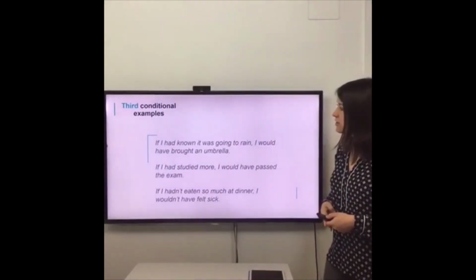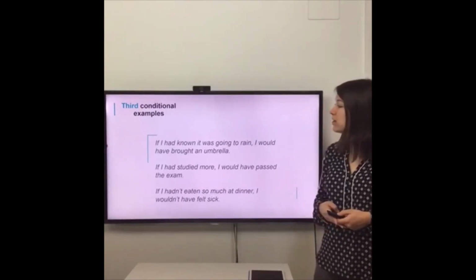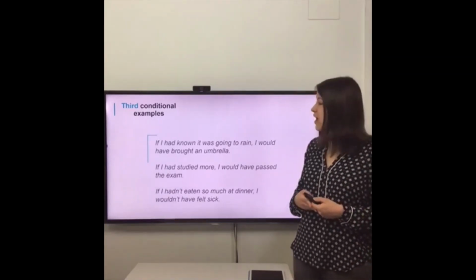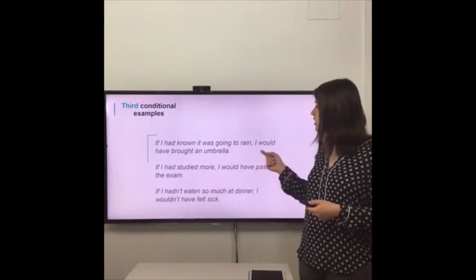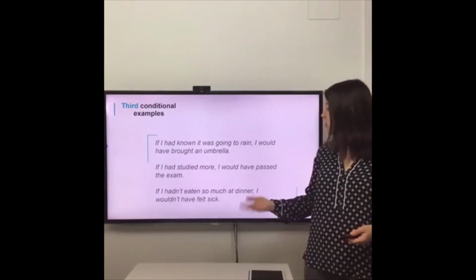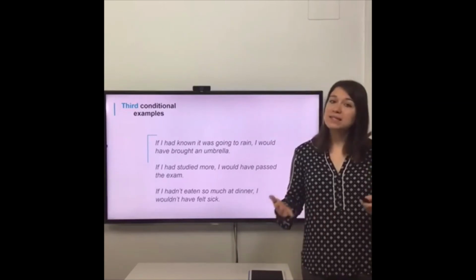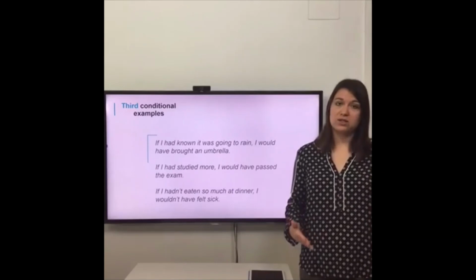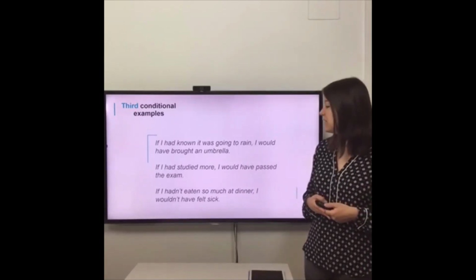First, if I had known it was going to rain, I would have brought an umbrella. The past perfect of to know is had known, and I would have brought, the participle of to bring, is brought. If I had known it was going to rain, I would have brought an umbrella. But in the past, you didn't know, and so you didn't bring the umbrella. So this is like a regret, something you wish you had done differently in the past.